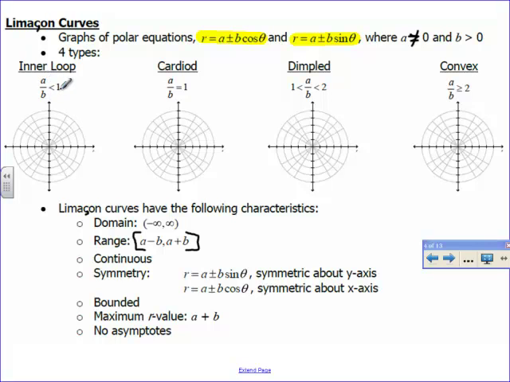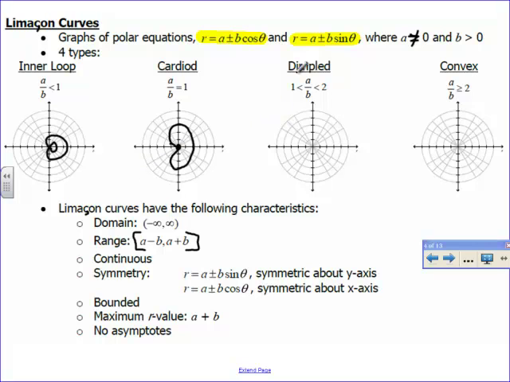If A over B is less than 1, you're going to end up with a situation where you have what's called an inner loop, where you're going to have part of a curve inverted. Again, forgive me for my poor artistry. Part of a curve inverted inward into the other curve. Cardioid, if A over B equals 1, so if A and B are the same value, you're going to end up with what essentially looks like it's trying to be an inner loop, but it never actually made the loop. It's going to touch 0, 0, and it's going to be kind of like this little bean.